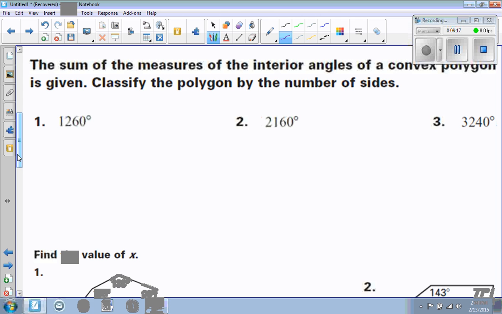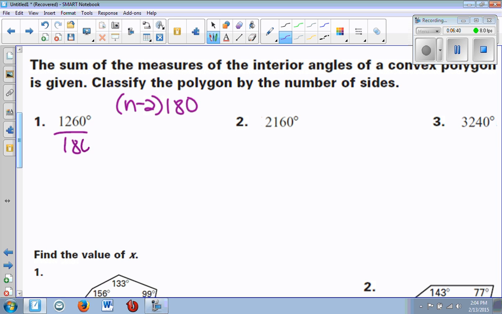Next three problems are working backwards from that. So I tell you all the angles are 1260. So we're going to work our way backwards. So with our formula, we did two things. We subtracted 2 and multiplied by 180. So for these problems, since we're working backwards, we're going to do the exact opposite of those two things. We're going to divide by 180, and then we're going to add 2 to that total.